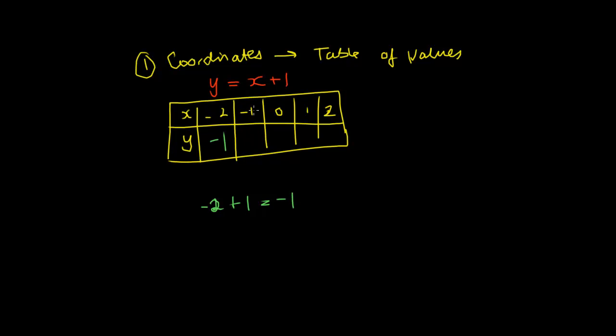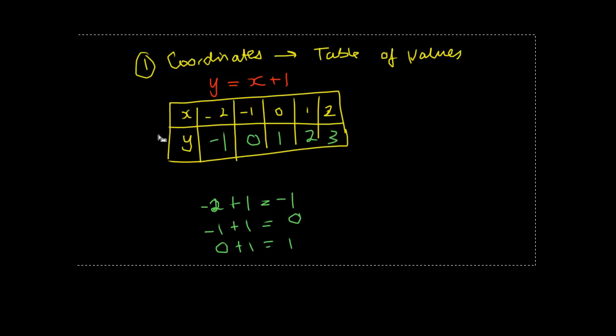The next one, minus 1 plus 1. Well, that equals 0. 0 plus 1 equals 1. 1 plus 1 equals 2. 2 plus 1 equals 3. Notice how they're all going up by the same amount as well. That's very important. Okay, so that's our first thing that we've done.